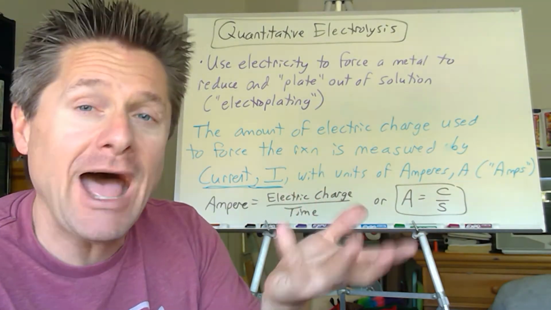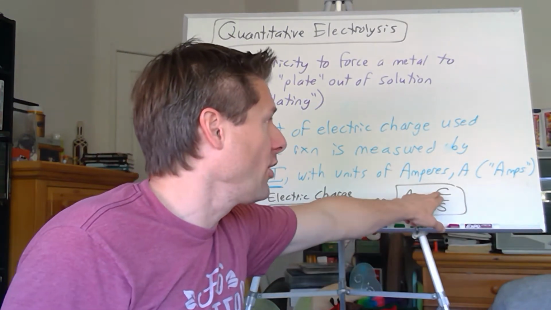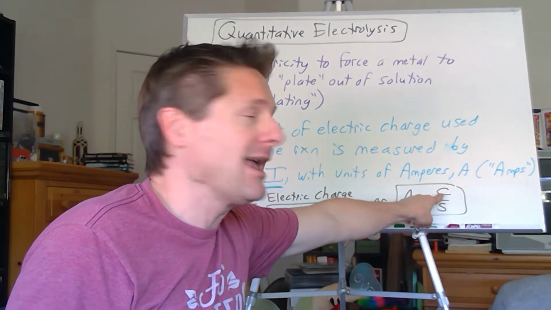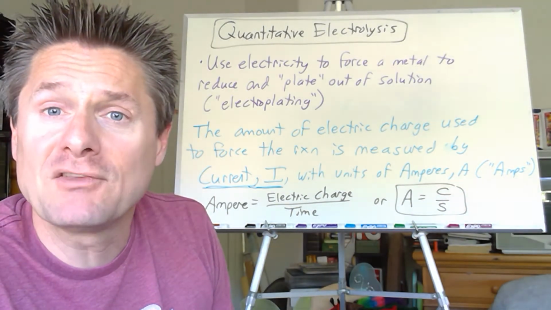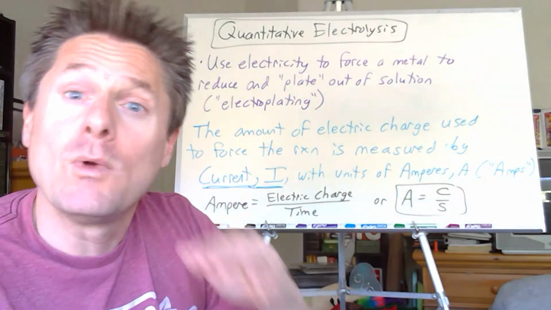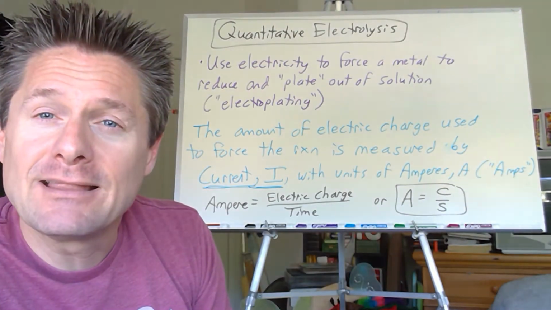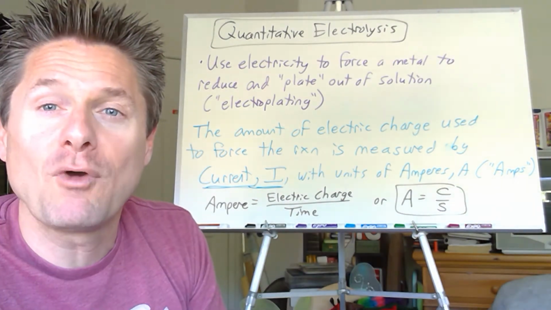So if we have the amount of time we're running the electricity through, and we know the current, we can calculate the amount of electric charge. And since we know Faraday's constant, 96,485 coulombs per mole of electrons, we can use this to calculate the mass of a solid that will be produced. Let me show you the dimensional analysis process for it, but it's pretty straightforward.